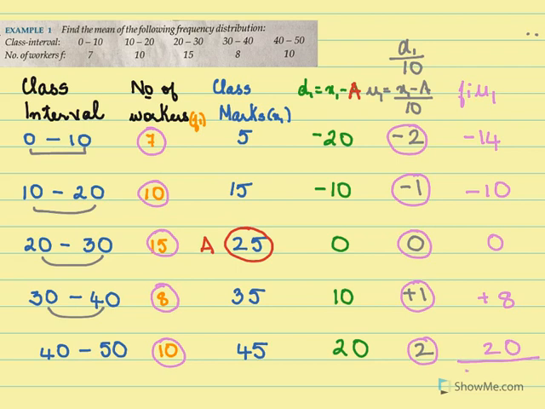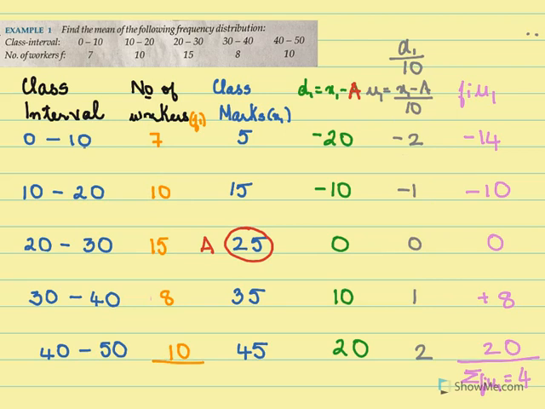And we need to find the total of fi ui. So sigma fi ui equal to plus 4. Next, we need to find the total number of workers, that is sigma fi, and that comes to 50. So these two readings are important. Fi total is 50 and fi ui is 4.